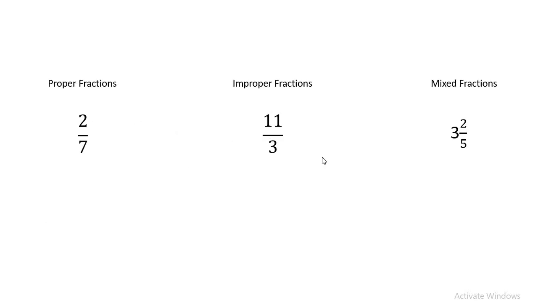Okay, there are three types of fractions. The first one is proper fractions, where the numerator, the number on top, is smaller than the denominator. Improper fractions are the exact opposite. Numerators are bigger than the denominators here. And there are mixed fractions, which are actually improper fractions, but written in a proper fraction manner.